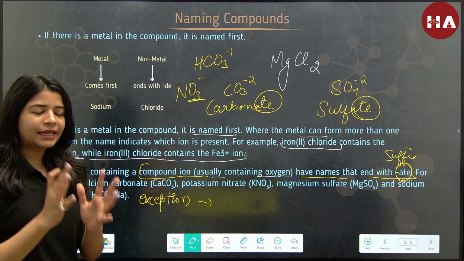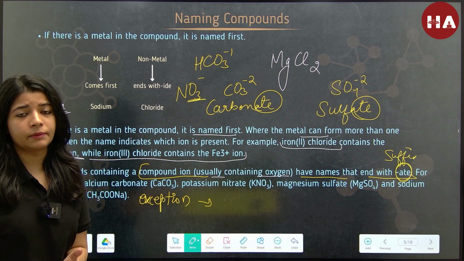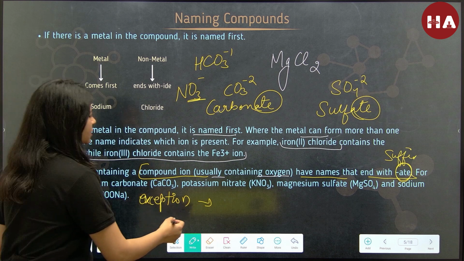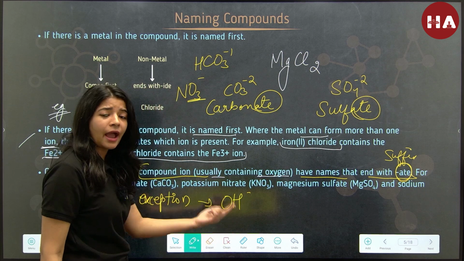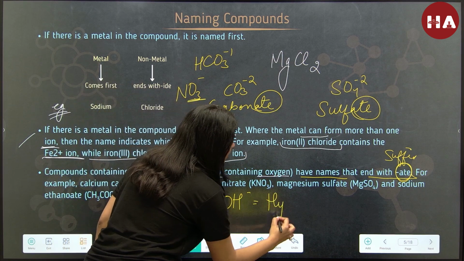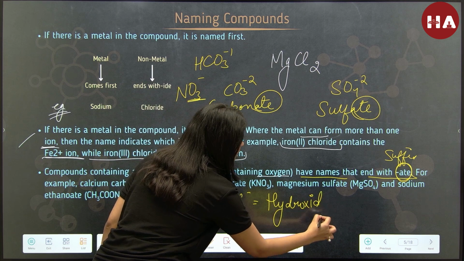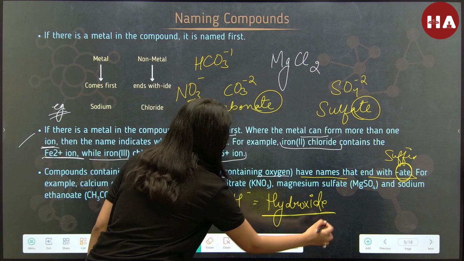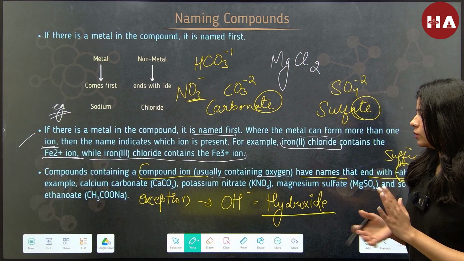So you can see that the suffix ate is common. Any compound ion which has oxygen in it will have the suffix ate, but there is one exception, which is OH minus. This is a compound ion, it has an oxygen atom in it, but it will be called hydroxide. It will not have the suffix ate, it will have hydroxide as its name. You take a minute here and quickly write this down.